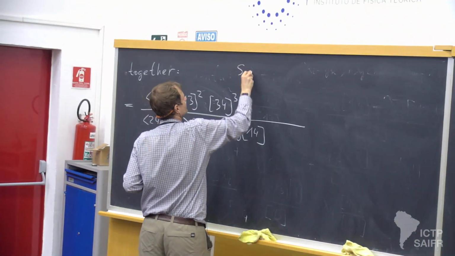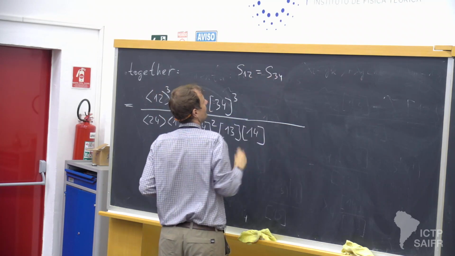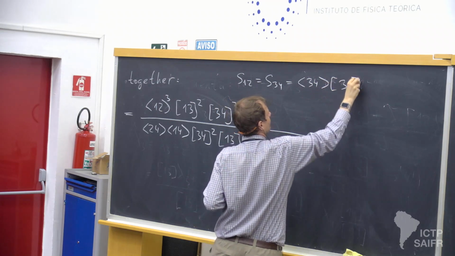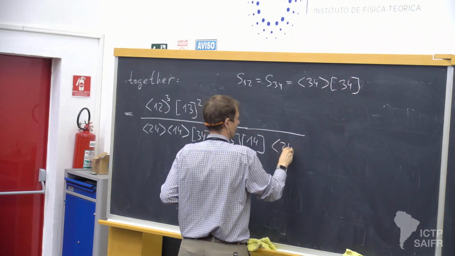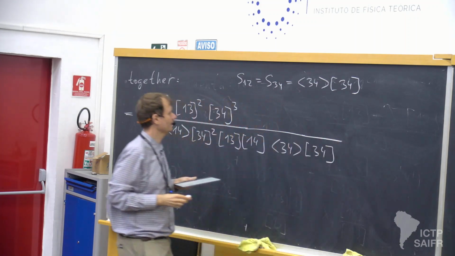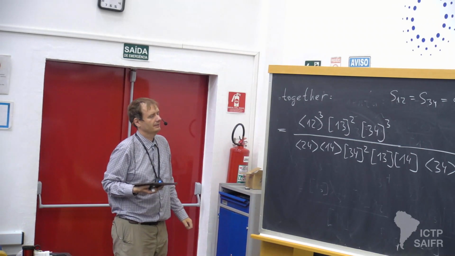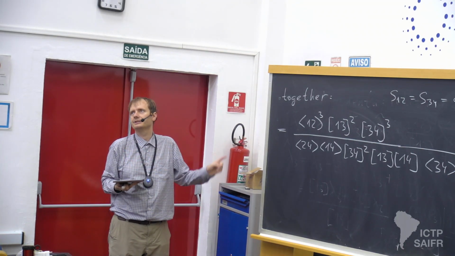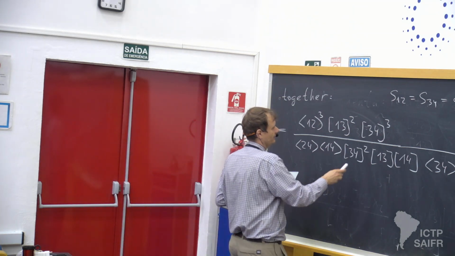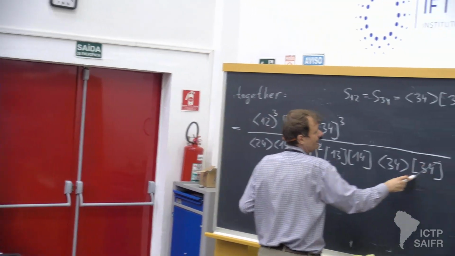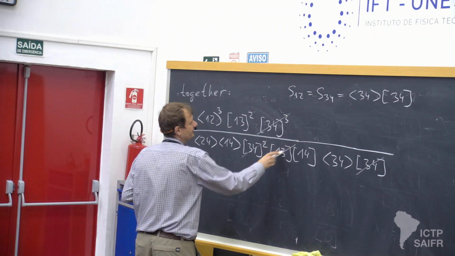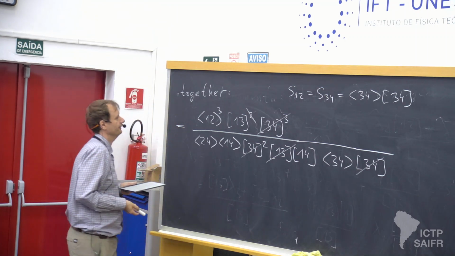So S12 is the same thing as S34. I write it in this form as ⟨34⟩[34]. So we put here ⟨34⟩[34]. Okay, and questions, how we got to this stage. So now we cancel some stuff. So there is ⟨34⟩² and ⟨34⟩ and ⟨34⟩³. I cancel. ⟨13⟩ here cancels the second power here.